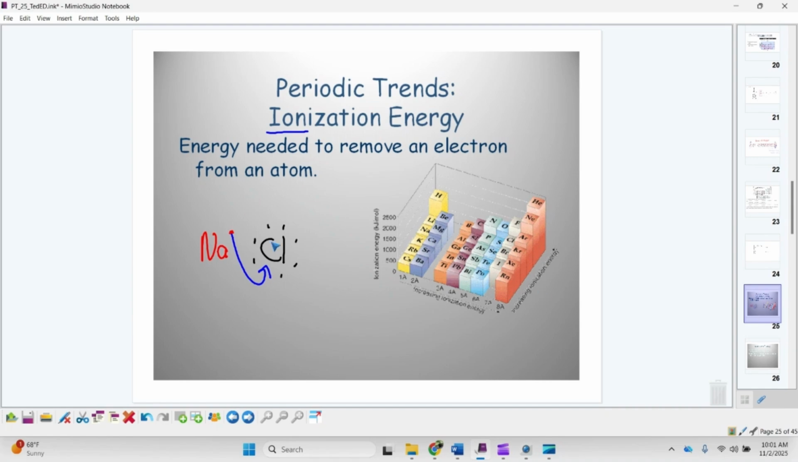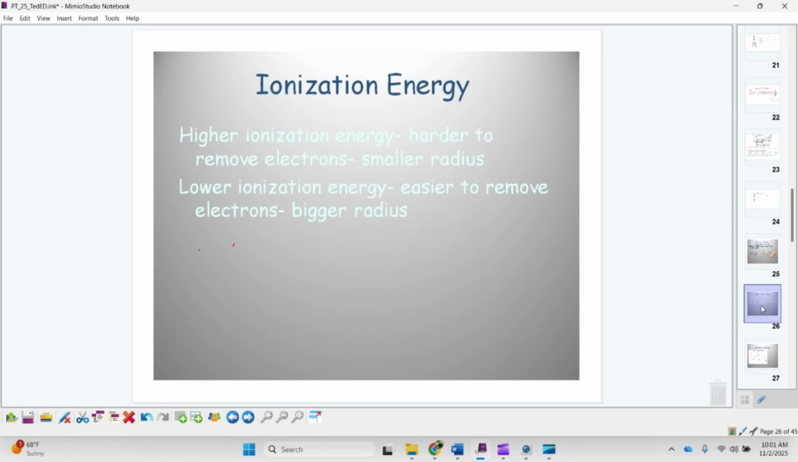Sort of like when sodium and chlorine bond together to make salt. Sodium gives its electron over to chlorine so that it can make a bond. Now, the higher the ionization energy, the harder it is to remove the electrons. The lower the ionization energy, the easier it is to remove electrons.